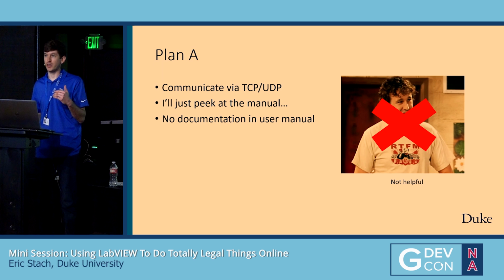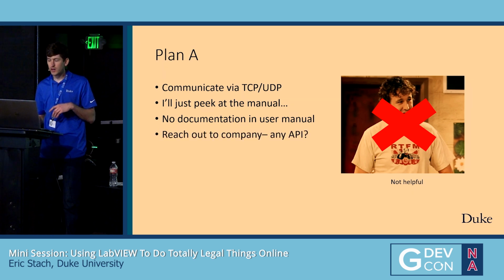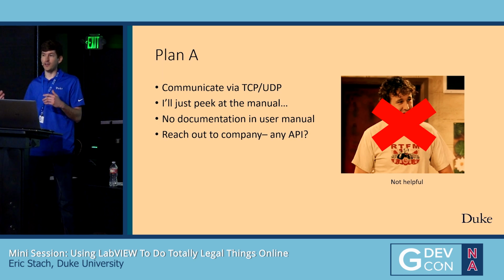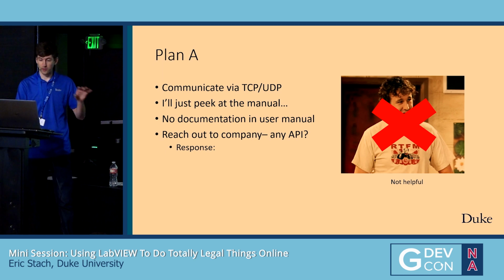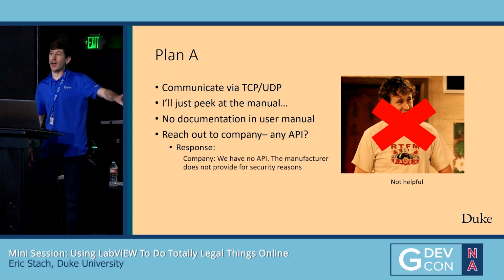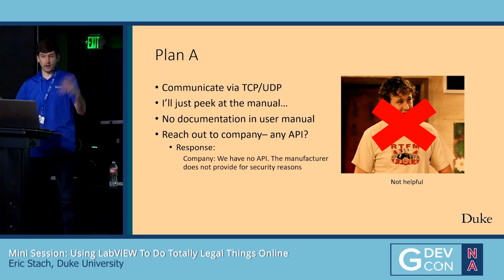Try combing through the company's website and seeing what they have, and there's nothing. So I decided to reach out to the company and asked, hey, do you have an API or anything I can go off of? And the company's response was great. They said, we don't have an API. We're just the vendor. The manufacturer doesn't supply this for security reasons. Security camera, okay, I can see the rationale there.